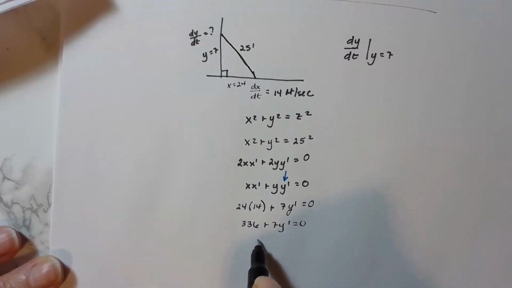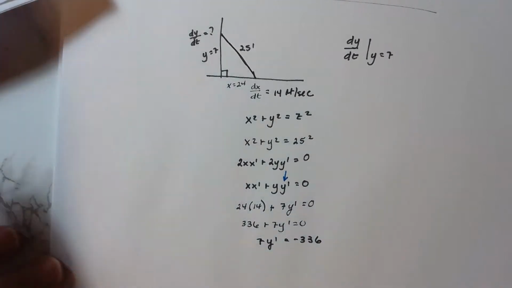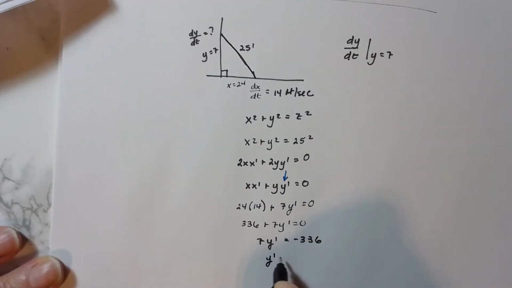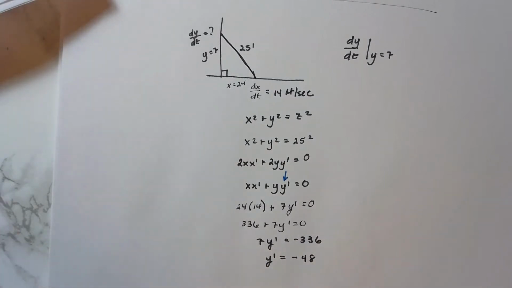So I'm going to subtract 336 from both sides. And then I'm going to divide by 7. And thankfully, it goes in evenly, and we get negative 48. Now, we don't say the top of the ladder is sliding down the wall at a rate of negative 48. What were the units? At a rate of negative 48 feet per second.